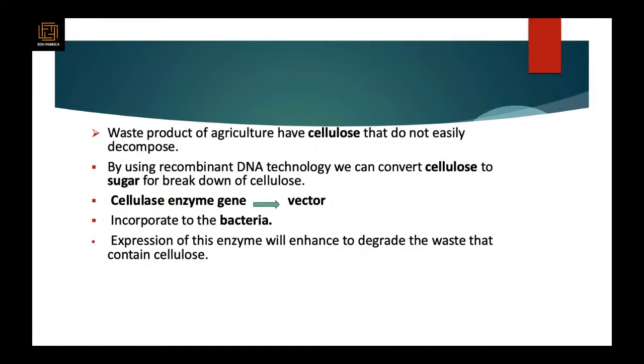Waste products of agriculture have cellulose that does not easily decompose. So by using recombinant technology, we can convert cellulose into sugar for the breakdown of cellulose with the help of the enzyme cellulase. We incorporate it into a vector first, then after that into bacteria. Expression of that enzyme will enhance the degradation of waste that contains cellulose.